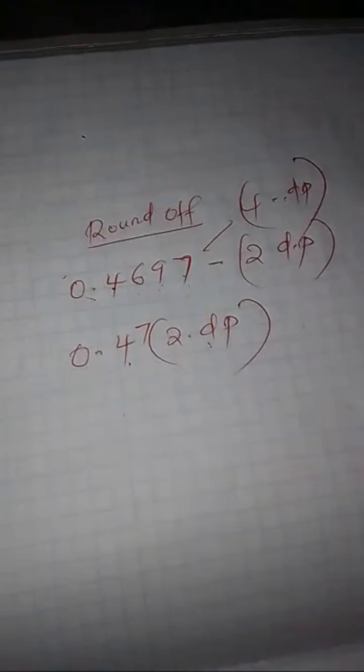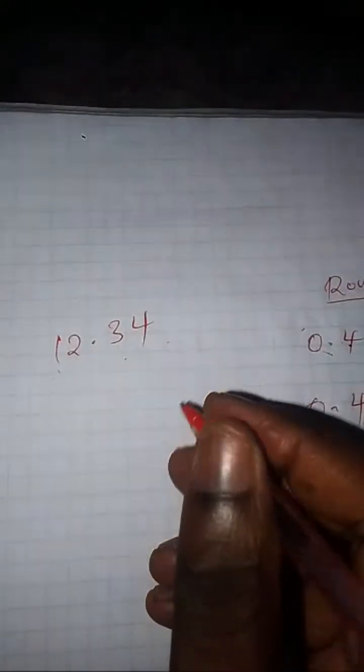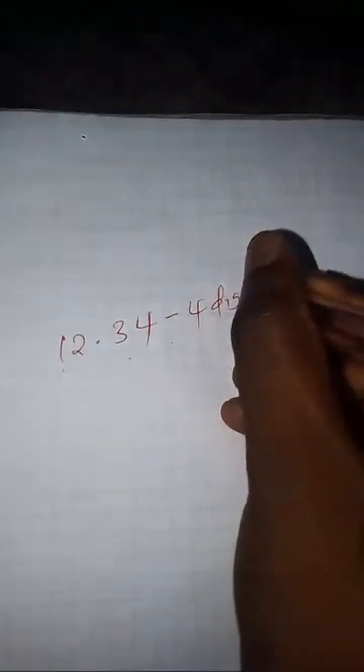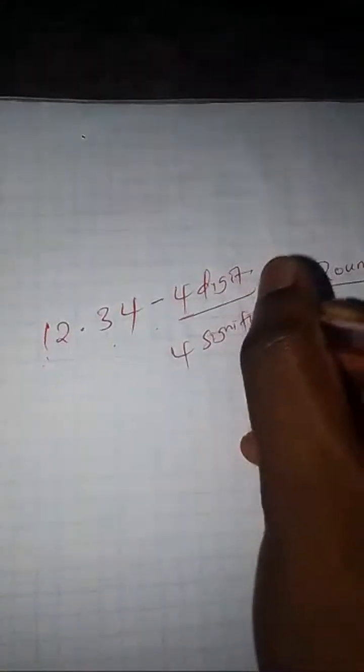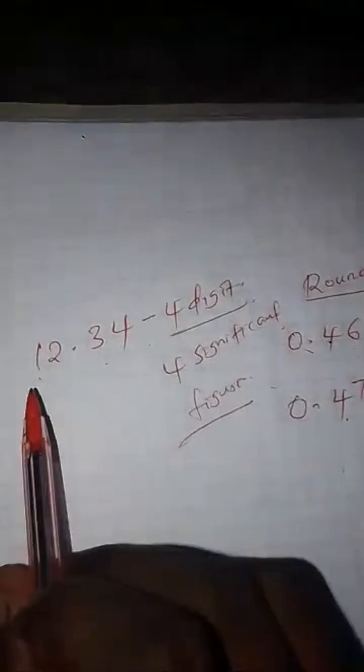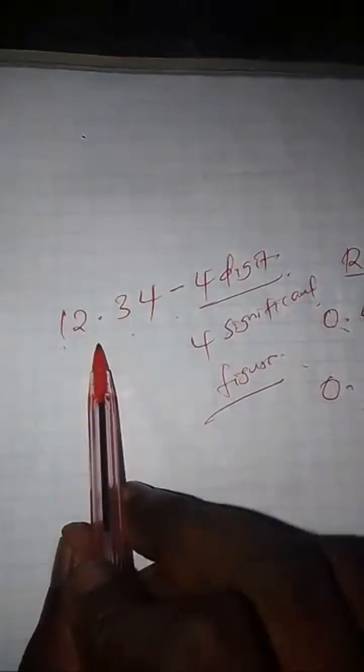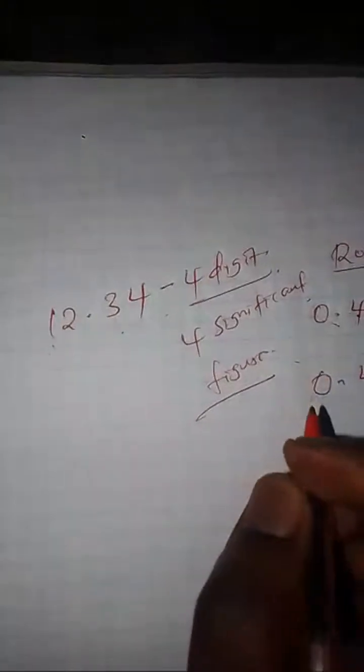Okay, so I want us to proceed. We have a number like this one, 12.34. Then you are asked, how many digits does this number have? You just count. Here there is no 0. 1, 2, 3, 4. So the number has four digits. So this number is a 4 significant figure number, simply because it has 4 digits. 1, 2, 3, 4. So 4 significant.